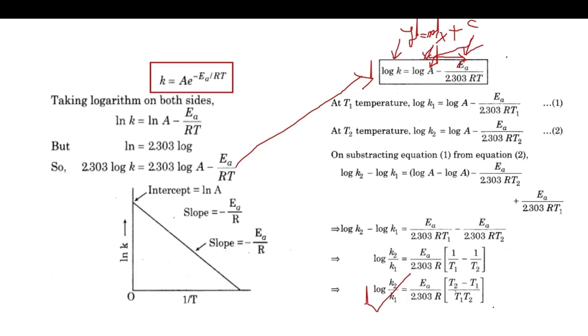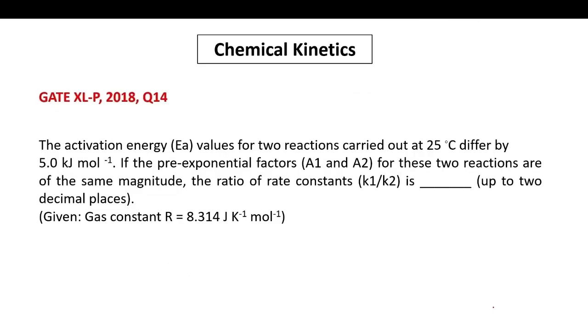Okay, now having this concept of what an activation energy is and how the rate depends on temperature, let us look back to our question. The question stated that the temperature is maintained at 25 degrees Celsius, but there are two reactions, and the activation energies of the two reactions differed by 5 kilojoule per mole.